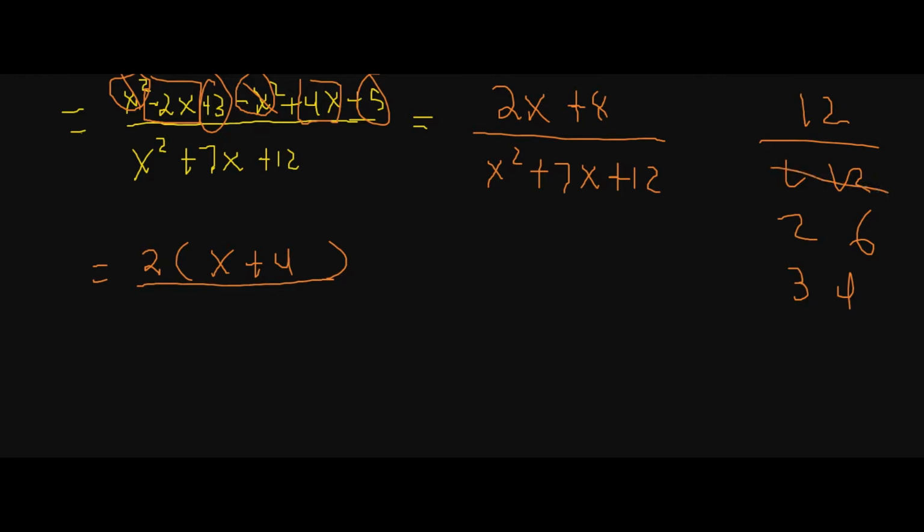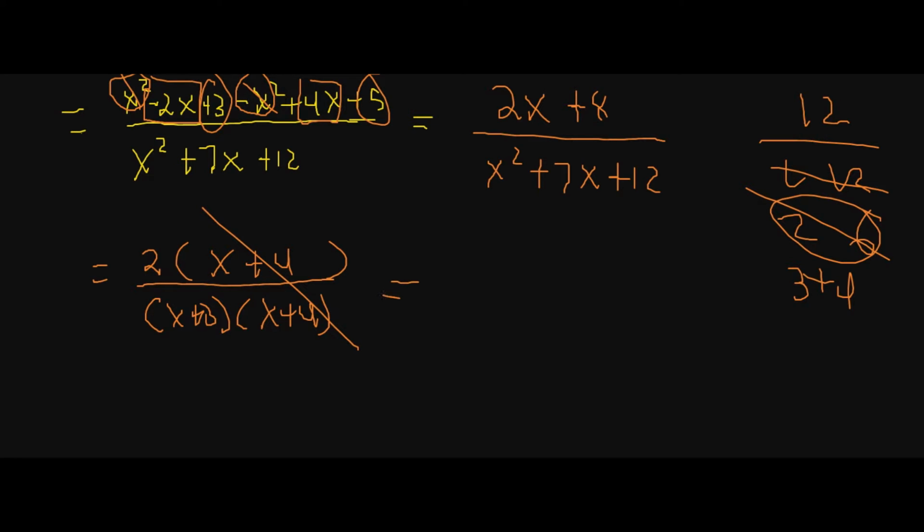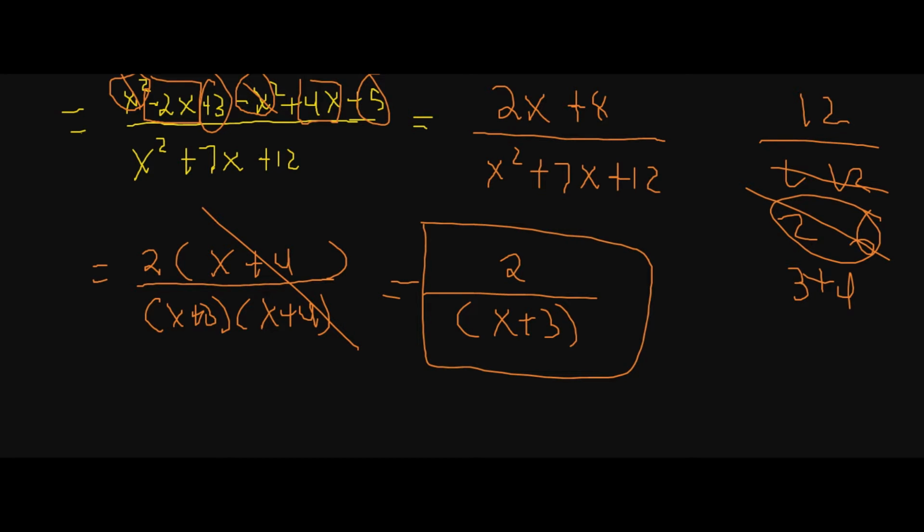Well, I can't do anything with 1 and 12 to give me 7 when we add them. Can't do anything with this. And so 3 plus 4 gives me 7, so I can write this as x plus 3, x plus 4. And now you can see very nicely, these are going to cancel, and we get 2 divided by x plus 3. And you should feel very good about that. 2 divided by x plus 3, and that's our final expression.